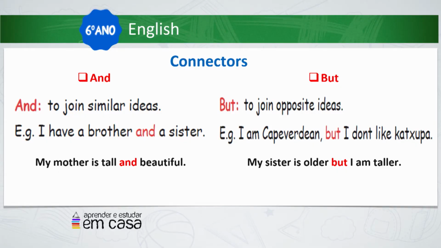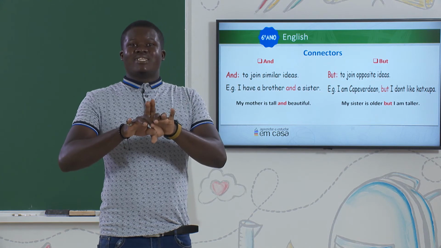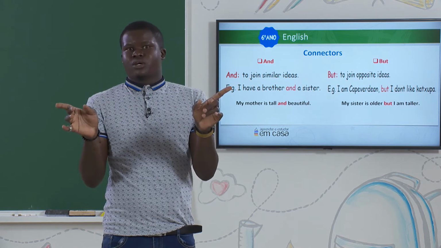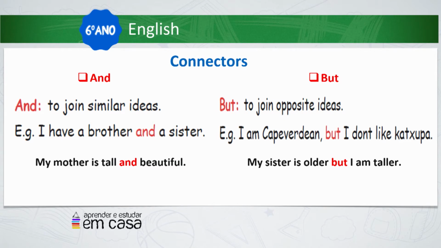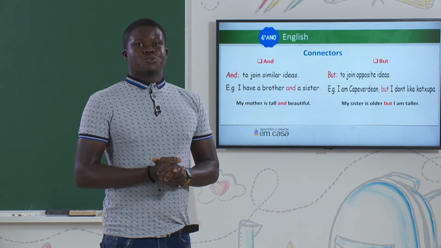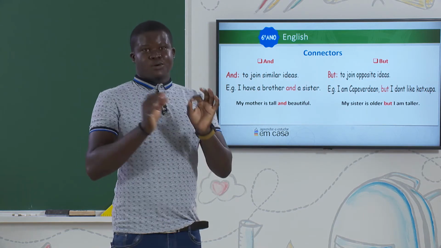Por outro lado, on the other hand, we have but. But we use but to join opposite ideas, okay? Para unir ideias que são diferentes, contraditórias, né? So, let's see the first example. I am Cape Verdean, but I don't like cachupa. Conhece algum cabo-verdiano que não gosta de cachupa? Pois, é uma ideia contraditória.